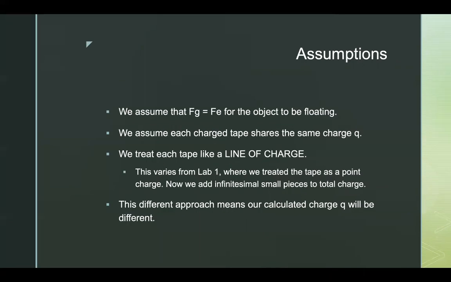Some central assumptions that we have to make for this lab are that the force of gravity is equal to the electric force for the object to be floating. So the object has to be in equilibrium for this to happen. We assume that the charge tape shares the same charge Q, and for Lab 2, we treat each tape like a line of charge for charge distribution. And this varies from Lab 1, where we treated the tape as a point charge. Now we have to add infinitesimally small pieces to add up to the total charge. And this different approach means that our calculated charge Q will be different from Lab 1.